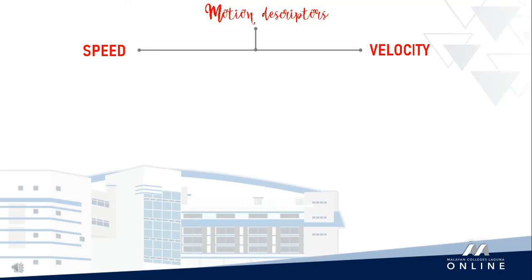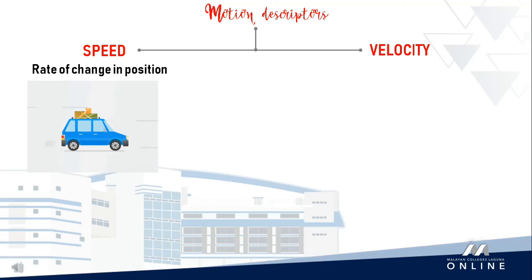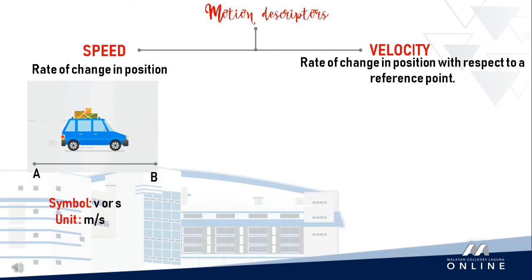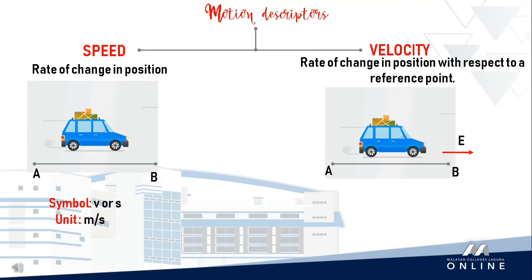Correct. The speed is the rate of change in position, which we denote by the symbol v or s and a unit meter per second. On the other hand, velocity is the rate of change in position with respect to a reference point. This phrase, with respect to a reference point, is so important because it tells us that it is not enough for velocity to be expressed as a magnitude or number only, but it needs to be supplemented by direction. Therefore, we use a vector arrow on top of its symbol, but it has the same unit as speed.